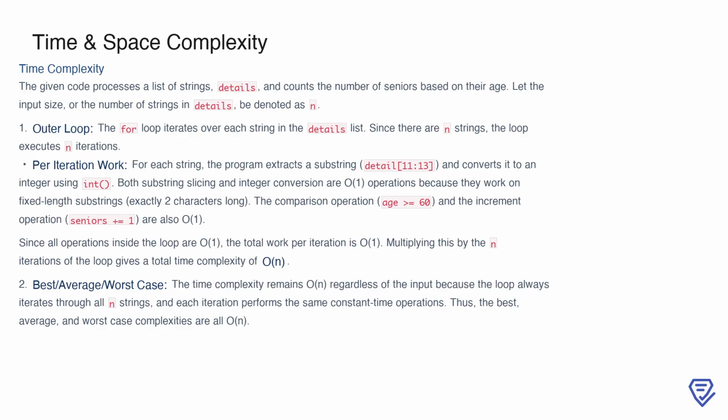Combining these, the work done in each iteration is O(1), and multiplying this by the n iterations gives us a total time complexity of O(n). Importantly, this remains true regardless of the input because the loop always processes all n strings. Therefore, the best, average, and worst-case time complexities are all O(n).